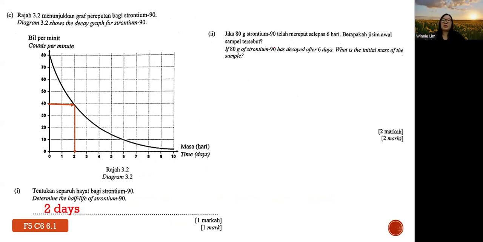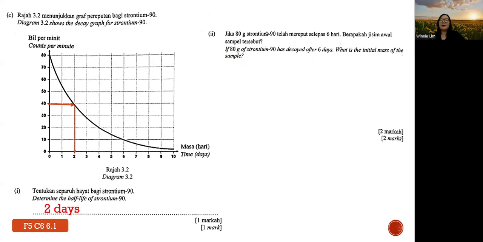Okay, so if 80 grams of the strontium-90 has decayed after 6 days, what is the initial mass of the sample? Generally there are 2 ways to solve questions involving half-life. One, you use the arrowhead method. Another one, you use the equation. Because they want the initial mass and didn't tell you the initial mass, it's a bit hard to use the arrowhead method. Indeed you can use fractions, but using the formula is much easier.